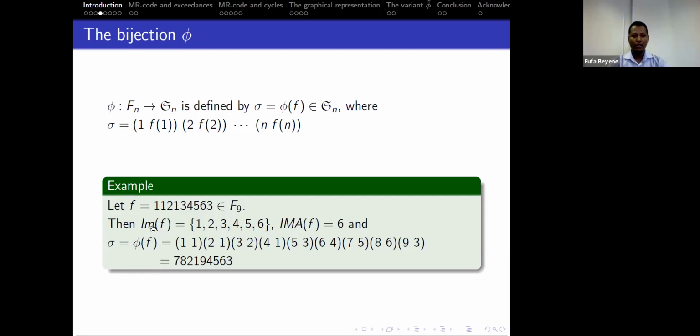So we have here the image set 1, 2, 3, 4, 5, 6, and that has size, or cardinality, 6. To calculate sigma, you just take the product of these transpositions, and these transpositions are taken from the values here, the positions in order 1, 2, 3, 4, 5, up to 9: 1 with 1, 2 with 1, 3 with 2, 4 with 1, 5 with 3, and the like. So when you apply the product of permutations from left to right, you will come up with this permutation in S7.